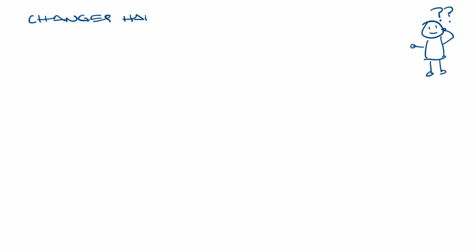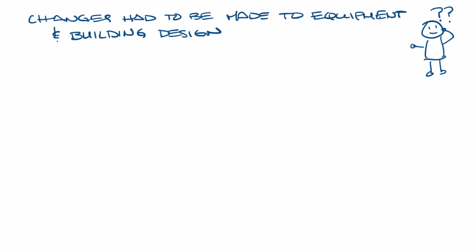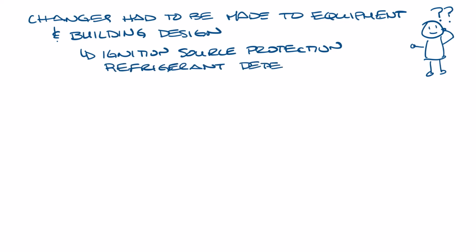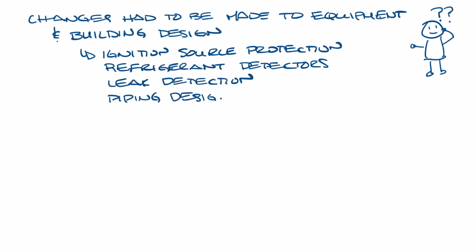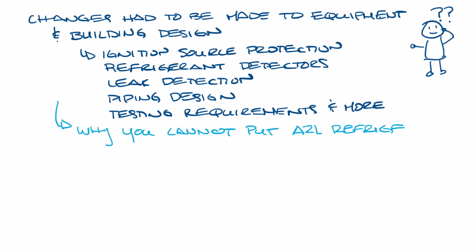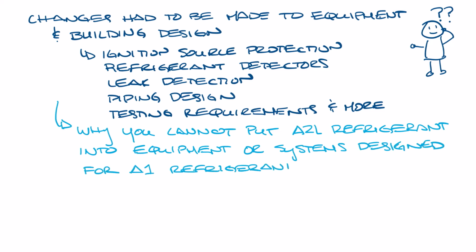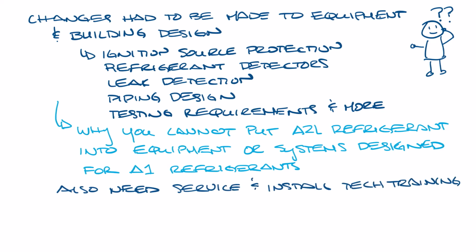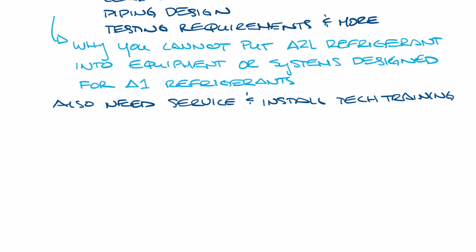Well, basically, some changes had to be made to the equipment and building designs to handle the new A2L refrigerants. Equipment and system design changes have been made, such as ignition source protection, refrigerant detectors, leak detection, piping design, testing requirements, and some others. These changes are why you can't just put an A2L refrigerant into equipment or systems designed for A1 refrigerants. There also needs to be service and installation technician training on the safe use of A2L refrigerants.